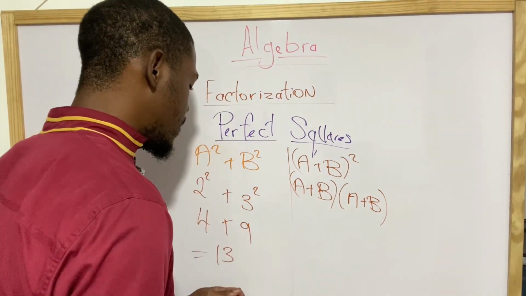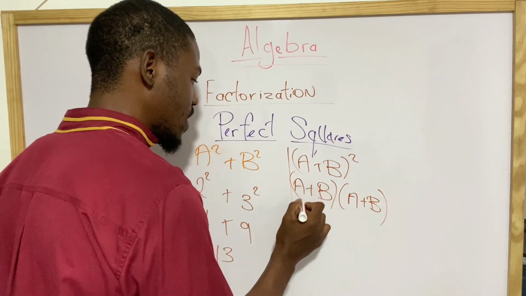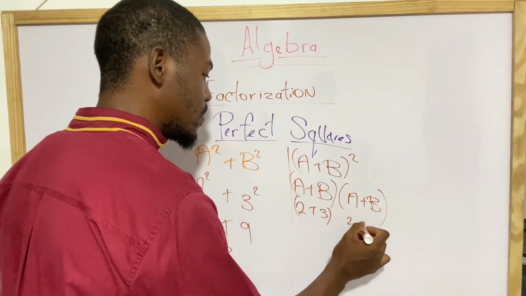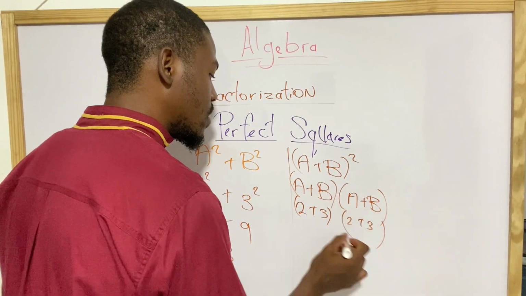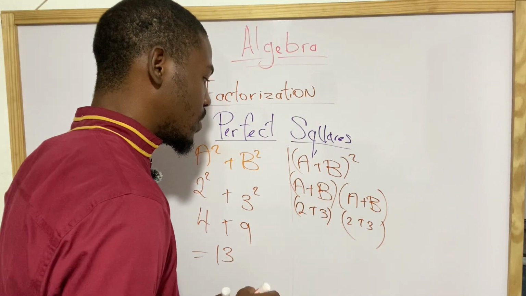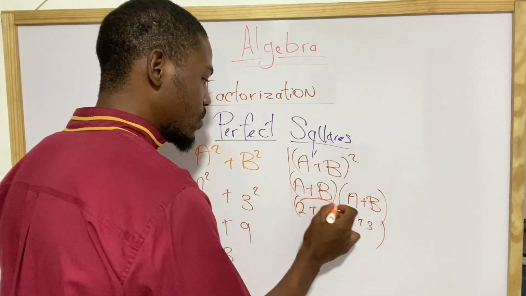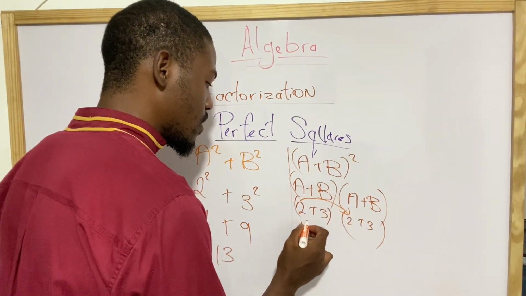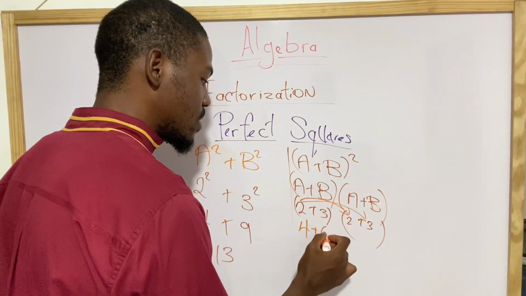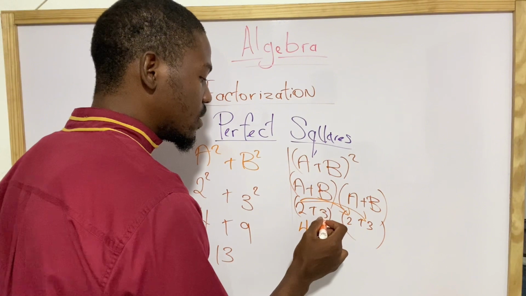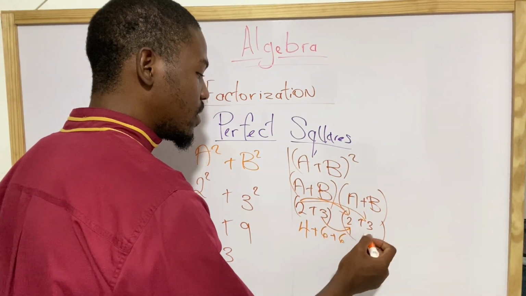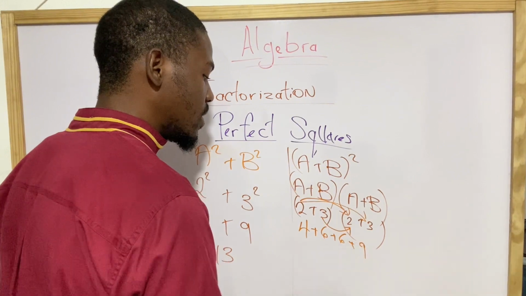So again, as we said before, a is 2 and b is 3. So 2 times 2 is going to be 4. 2 times positive 3 is going to be 6. 3 times 2 is also going to be 6, and 3 times 3 is going to be 9.